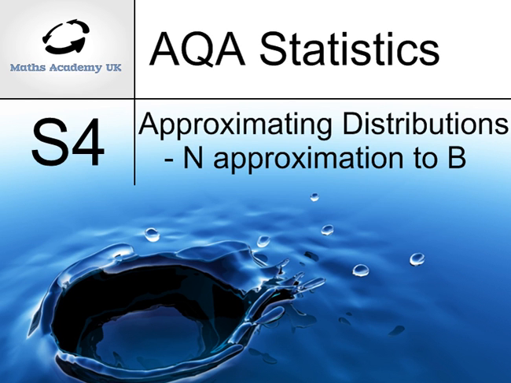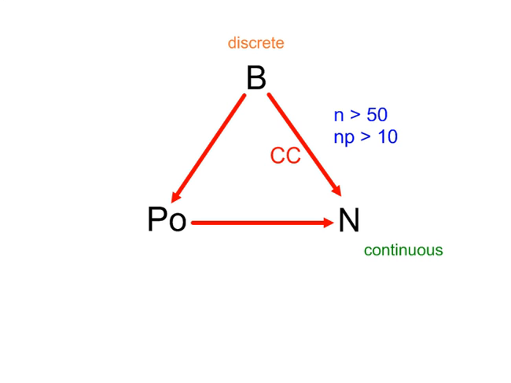Approximating distributions: the normal approximation to the binomial distribution. Starting with a binomial distribution, if these two conditions are met, we can use a normal approximation to solve any probability problems. And we also apply this continuity correction.